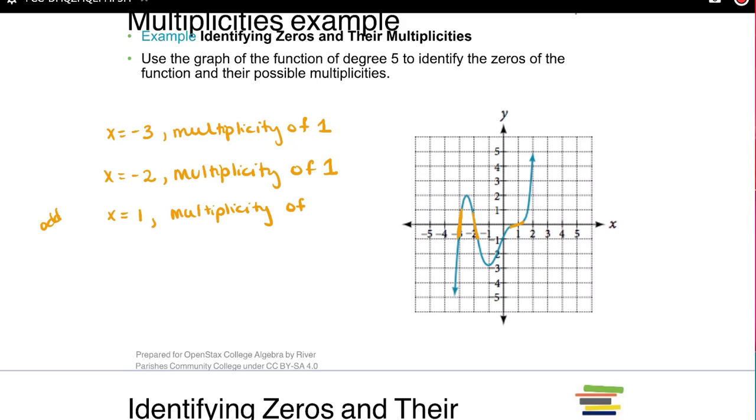So I would say it's going to be a multiplicity of 3 or more. Now let's add up these multiplicities. 3 plus 1 plus 1, and we get 5, which is what it should add up to be.